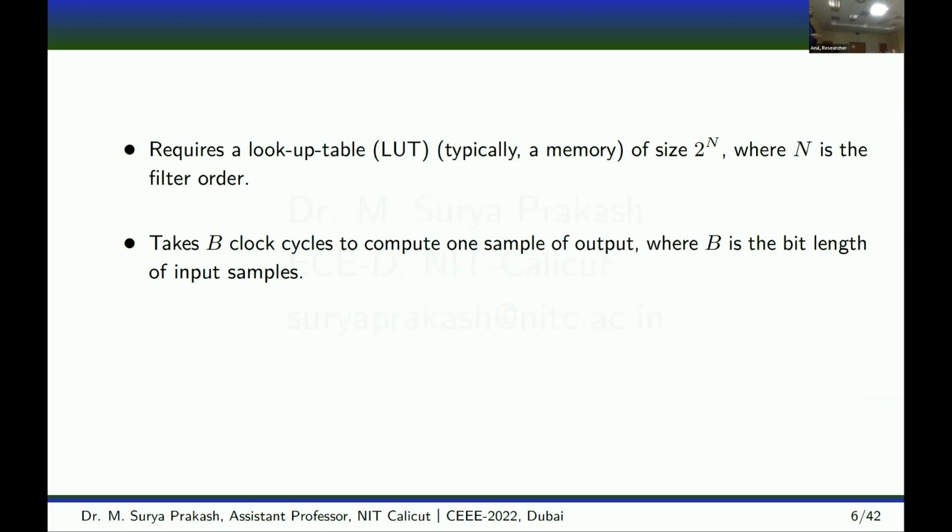So for computing the dot product of two vectors of size capital N, we need a memory of size 2 power N. And then, assuming capital B number of bits are used for representing each x_i, the dot product can be computed in exactly B number of clock cycles. So these are the highlights of the basic DA processing unit.